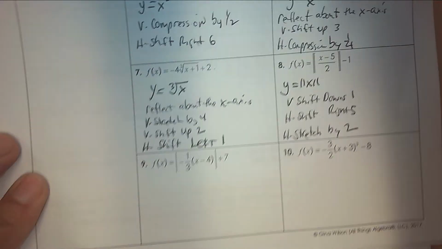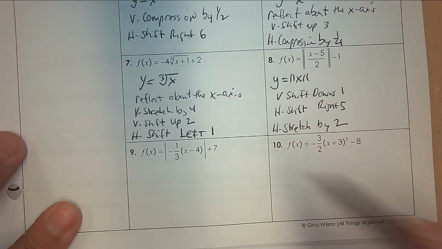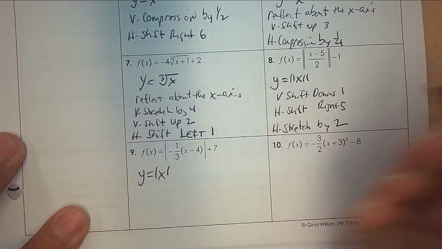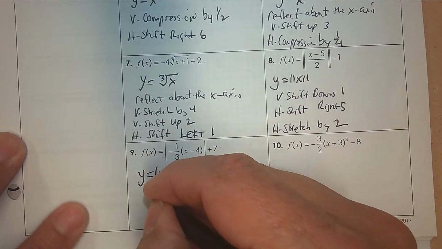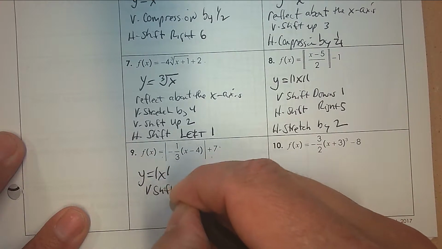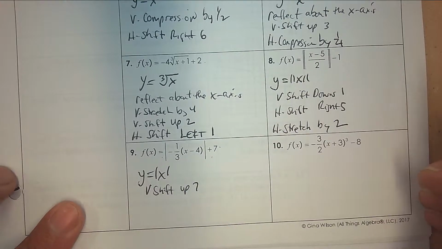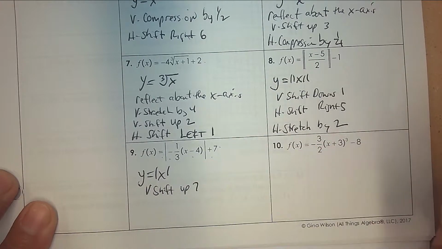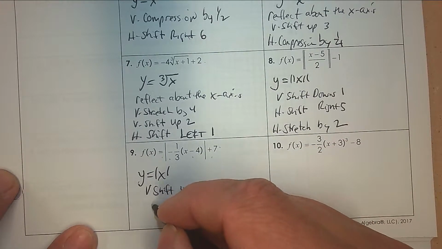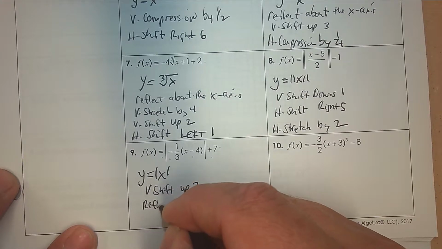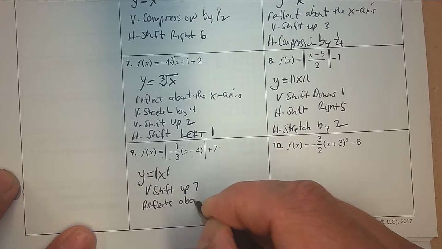Number 9, can you identify the parent? So the parent is the absolute value of x. Anything on the outside? Yep. So there's a vertical shift up 7. Inside, there's 3 things happening. So I'll just go one at a time. So it reflects. When it's on the inside, it reflects about the y-axis.